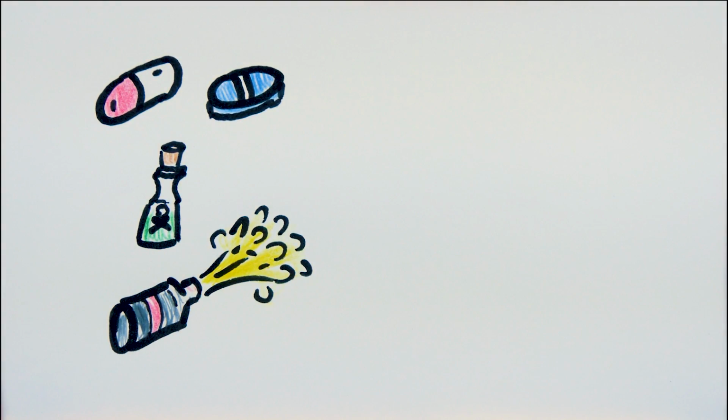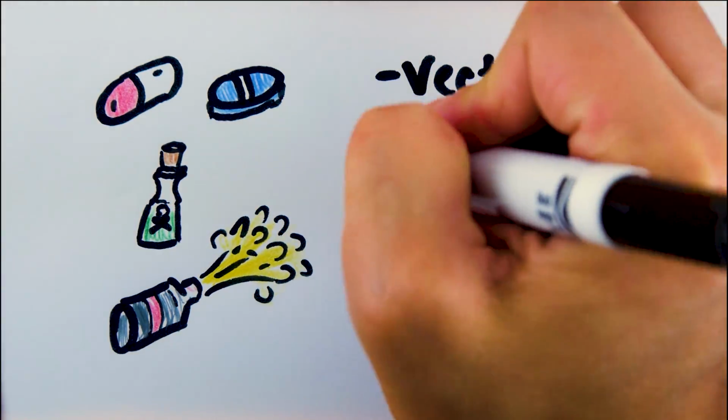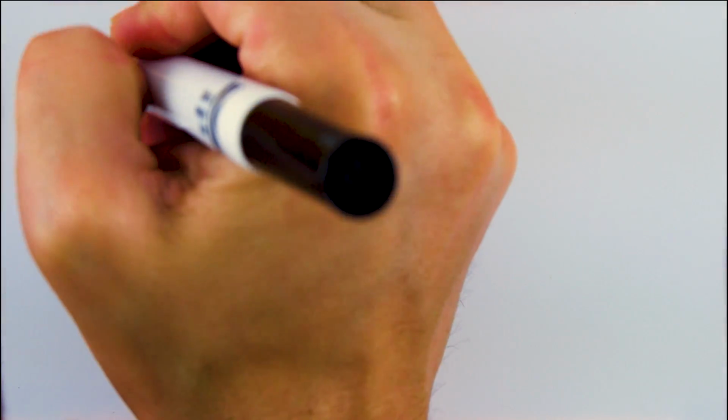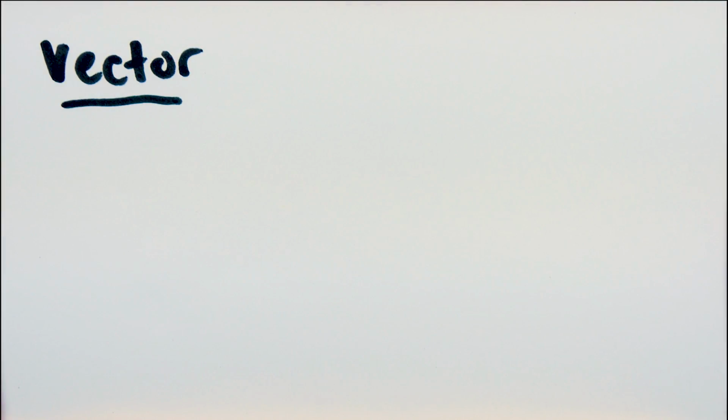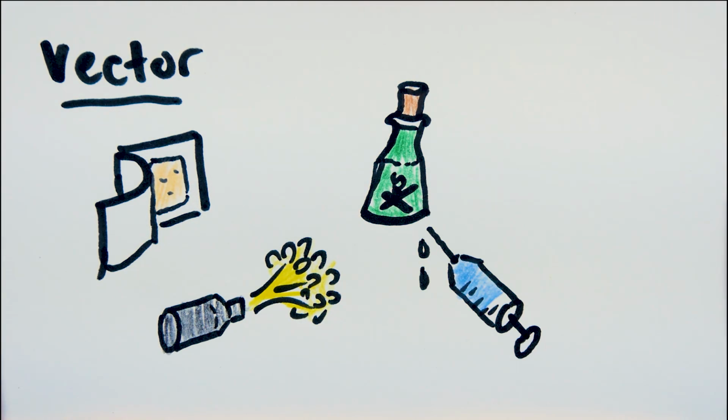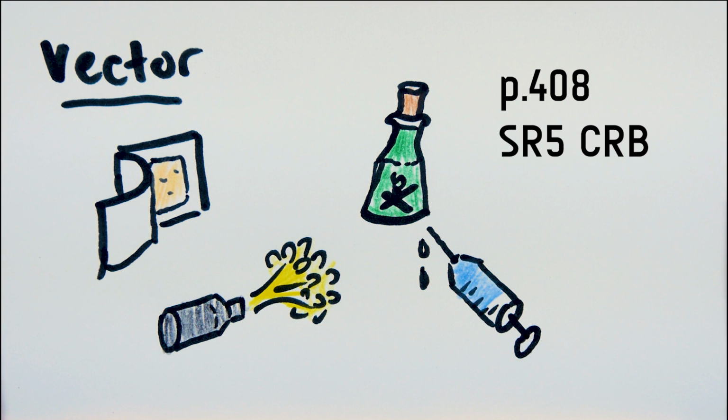They will contain 5 attribute ratings: vector, speed, power, penetration, and effect. The vector attribute is how a toxin is delivered. This can be through contact, ingestion, inhalation, or injection. See page 408 of the core rulebook for the details on each.